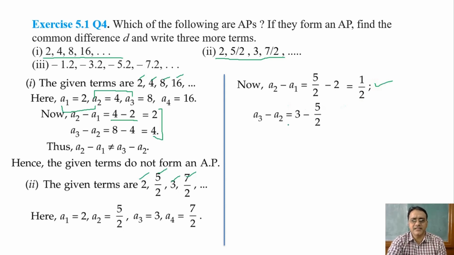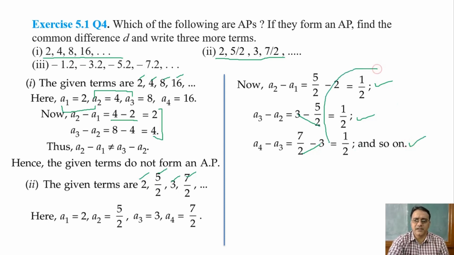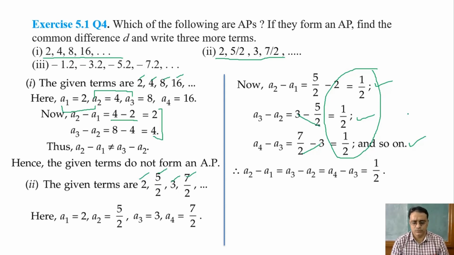Now A3 minus A2, 3 minus 5 by 2, what are we getting? 6 minus 5 by 2, 1 by 2. Very good. A4 minus A3, 7 by 2 minus 3. LCM लोगे तो 7 minus 6 upon 2. What are you getting? 1 by 2. And so on. So that means the difference between each consecutive terms is the same. So it will form an AP and the common difference is 1 by 2.